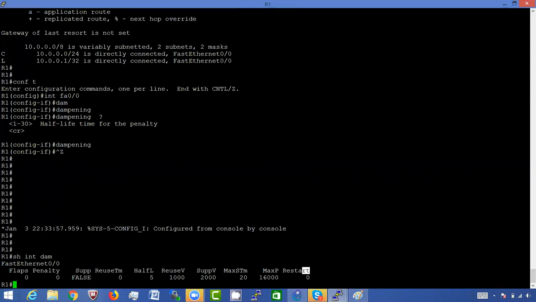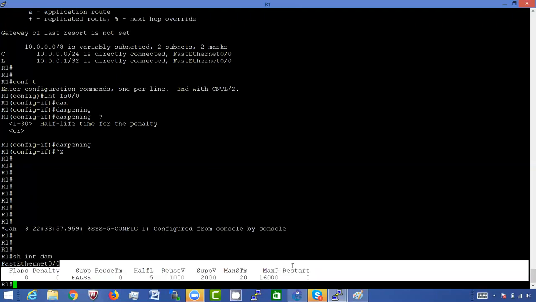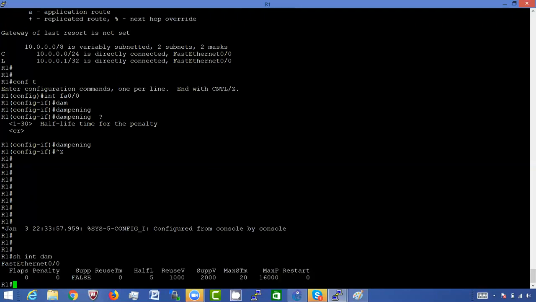What is this restart? Just ignore it for now. By default, restart is disabled. If you want, you can enable it. What I'm saying to my router is that if this system boots up, that means if this router restarts, I will assign a penalty immediately to this interface. So this is what restart is. By default it is disabled. If I want, I can enable it and I can assign a penalty also, that after restarting this system, what penalty should my router assign to it.